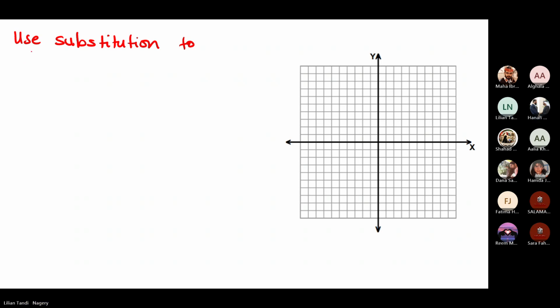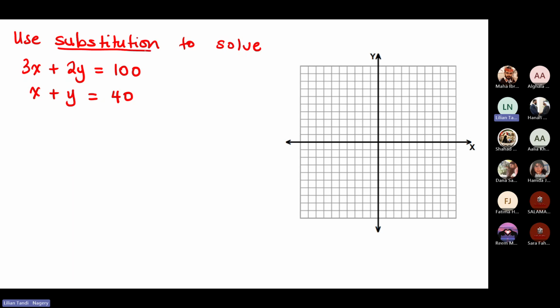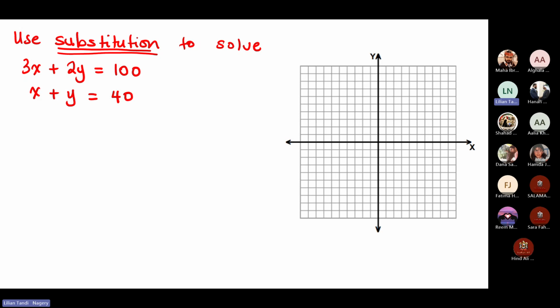Oh, okay. Use substitution to solve 3x plus 2y equals 100, and then x plus y equals 40. Now we are using substitution. To use substitution, you need to make one of these equations start with either x equals or y equals. You decide whether you want it to start with x or with y. What do you want? You want to start with y. Which equation do you want to change? The second one.